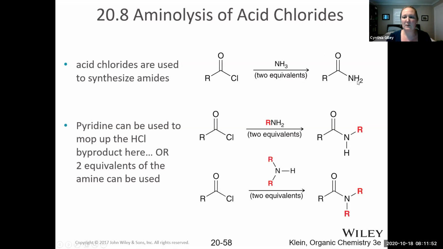Notice that if you want what's called a primary amide, we're going to use ammonia. If you want what's called a secondary amide, again, 2 carbons attached to this nitrogen, that's how I generate that term, we're going to use a primary amine, and secondary amines produce tertiary amides. So that means tertiary amines do not react.